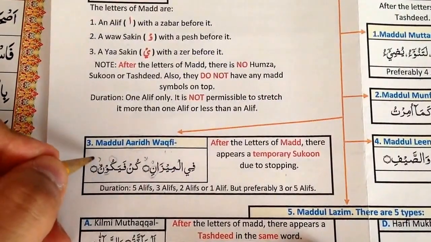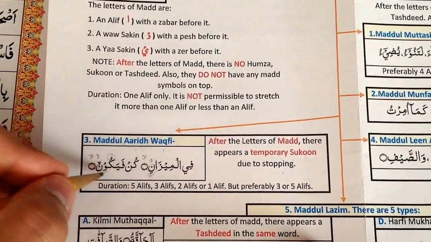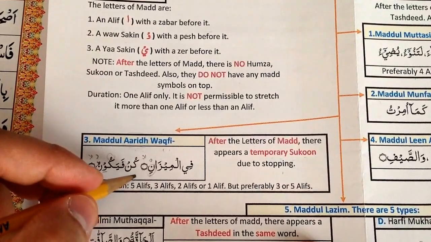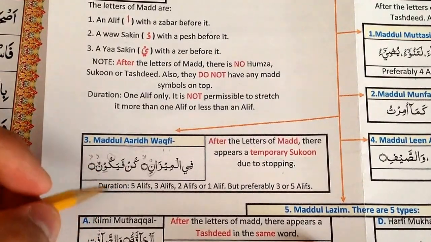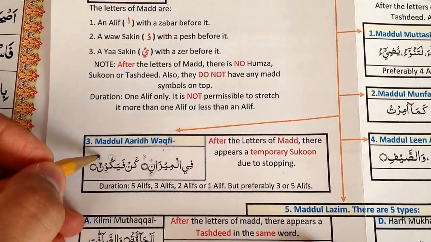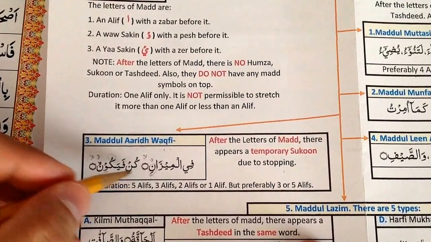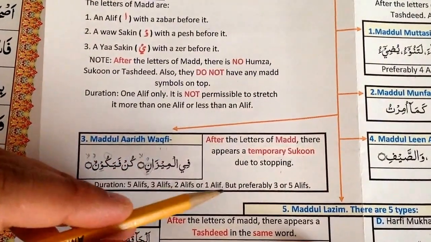Or over here, if there was a lam alif on top, and if I didn't want to stop over here, I'll be saying kun fayakunu, right? But if I want to stop here, then I'll get rid of the pesh and I give a temporary sakin on top. So kun fayakun. So this is maddul arid waqfi.